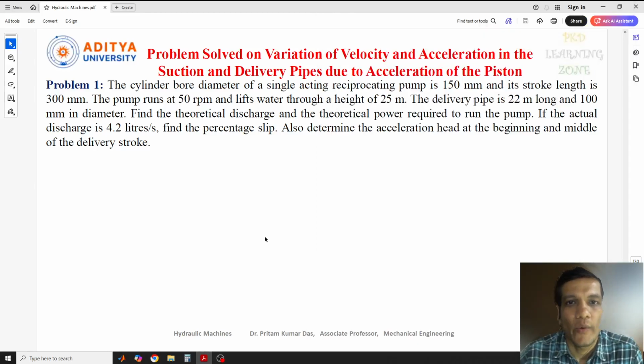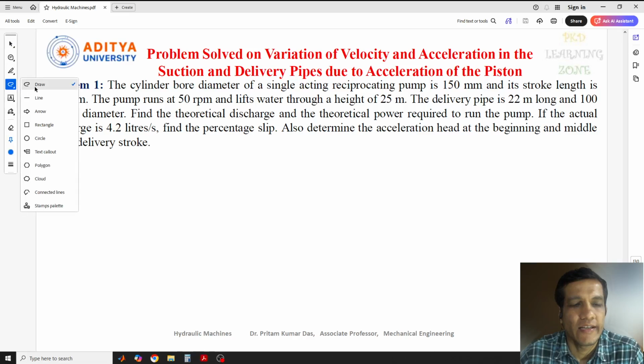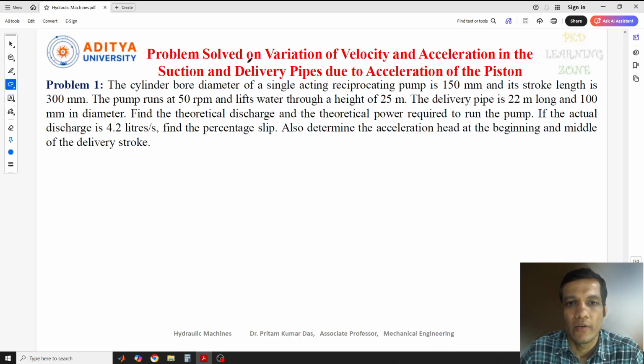Hi everyone, welcome to this new lecture of hydraulic machines. In this lecture, we'll solve a problem on the variation of velocity and acceleration in the suction and delivery pipes due to acceleration of the piston. The theory and derivation part we have done in our previous lectures. Based on that formula, we will solve this problem.